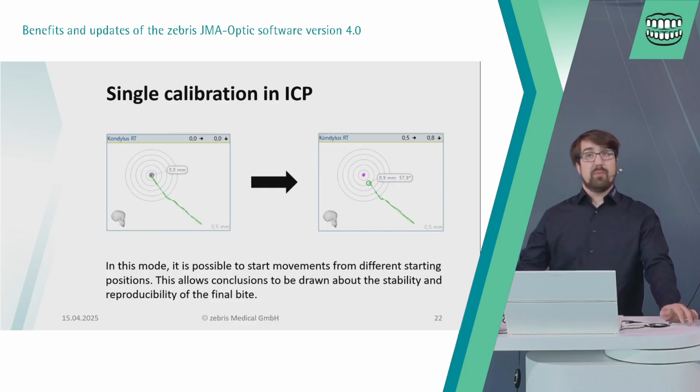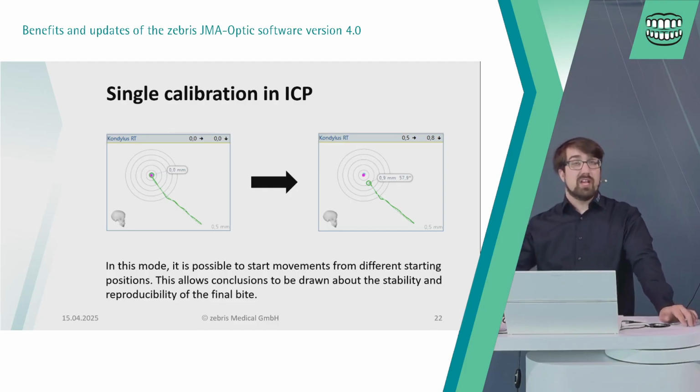So when we have a patient with no stable maximum intercuspidation, you will directly see where the patient starts their movement according to the first measured maximum intercuspidation. This allows, of course, conclusions about stability and reproducibility of the final bite.